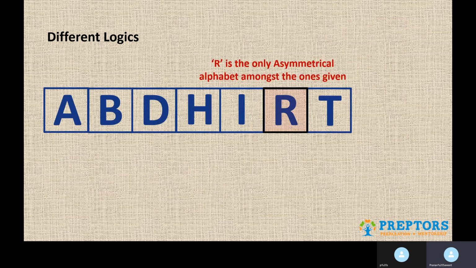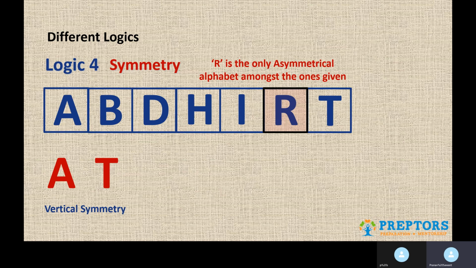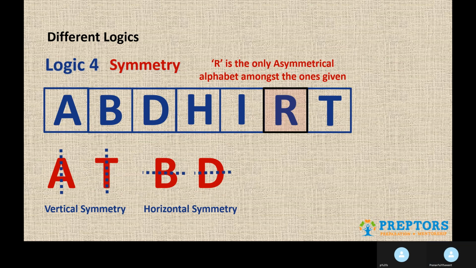Let's see some more type of logic. R is the only asymmetrical alphabet amongst the ones, hence R is the odd one out in this. Now, if you see, the logic is symmetry. So this is vertical symmetry and this is horizontal symmetry. Now, H and I are both symmetrical, vertical and horizontal. R is asymmetrical, hence R is the odd one out.